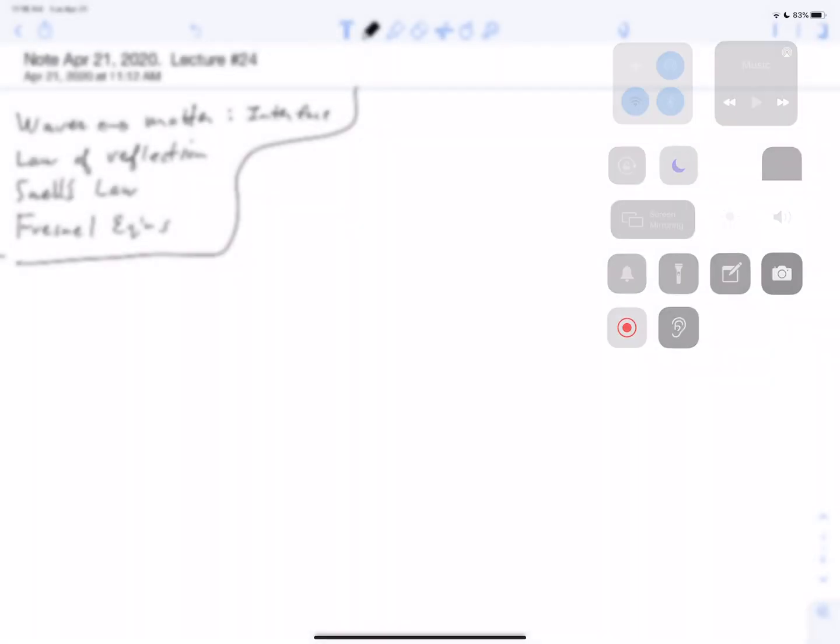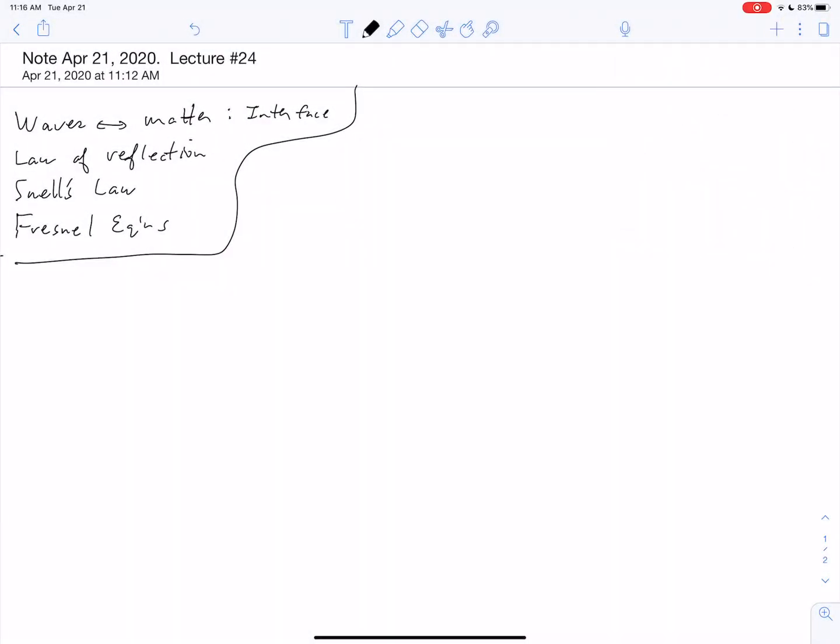Okay, folks, it's time for the next online lecture, lecture number 24. Today, we're going to discuss waves in matter, especially what happens at the interface of two different types of matter when a wave hits it. What happens when a wave hits an interface? Then we have the law of reflection, Snell's law, and the Fresnel equations, and this is what we'll be discussing today.